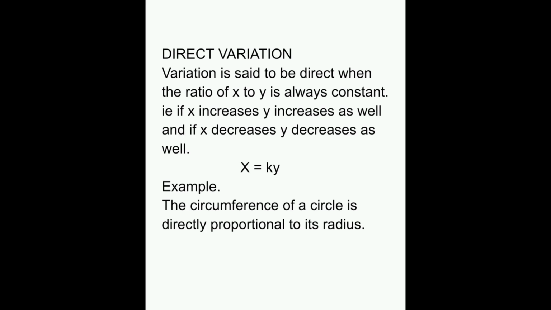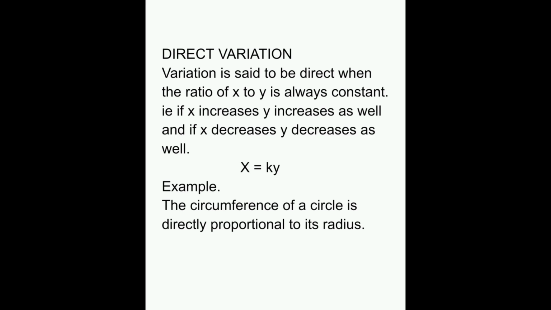Now, when we talk about direct variation, the ratio of x to y is always constant. For example, when we have x increasing and y also increasing in proportion to x, then we say that this is a direct variation. Or when x decreases and y decreases as well, it is known as direct variation.